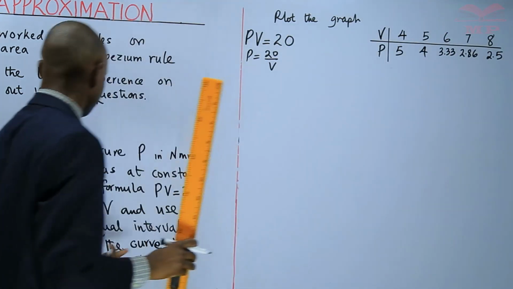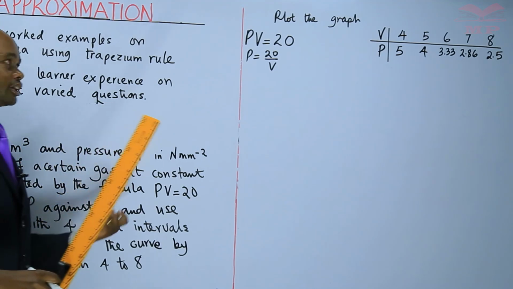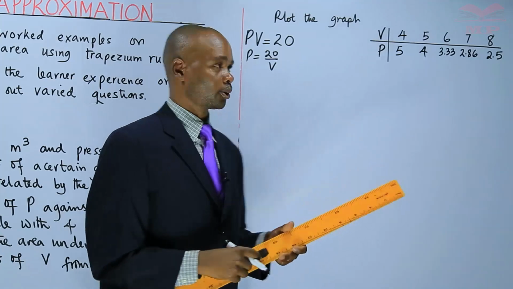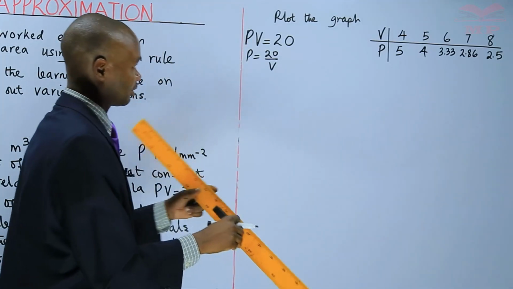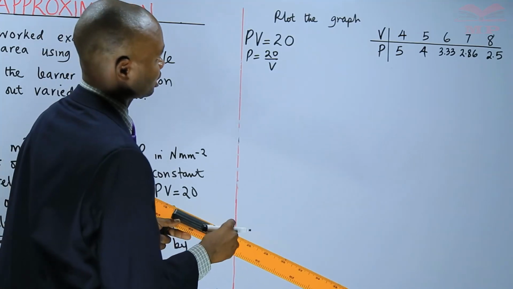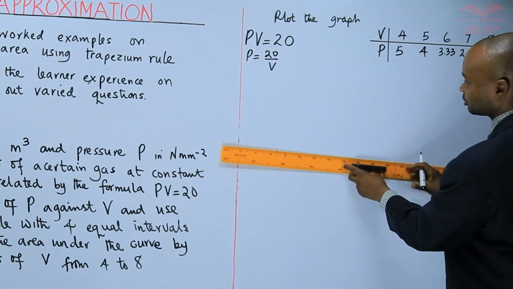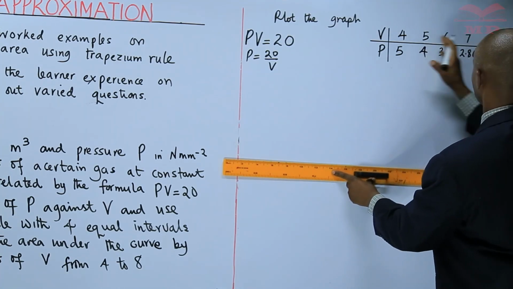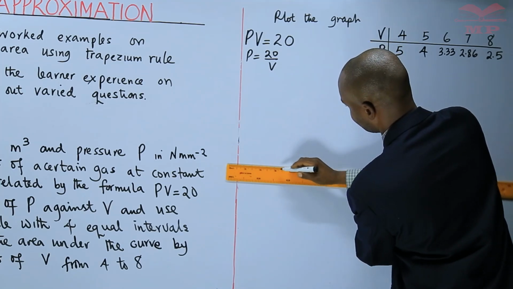To get the area easily and to get the trapezia, or the ordinates that will help you to calculate the area, it is always good to plot. So I can choose suitable intervals. So I'll draw the graph. So this is 4 units, 4 to 8. So I'll draw.